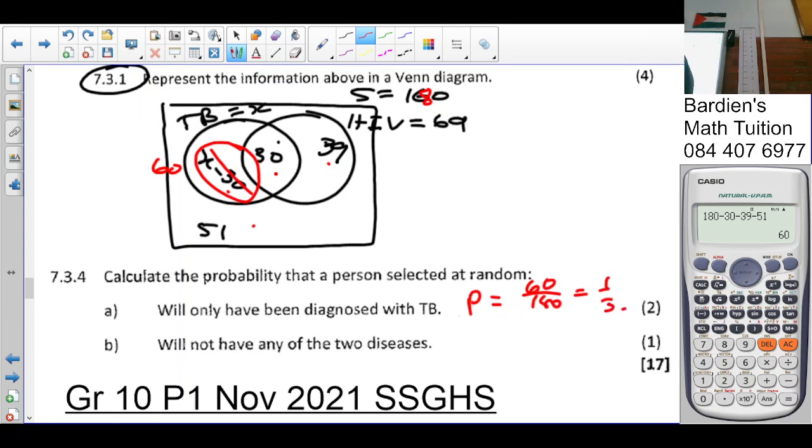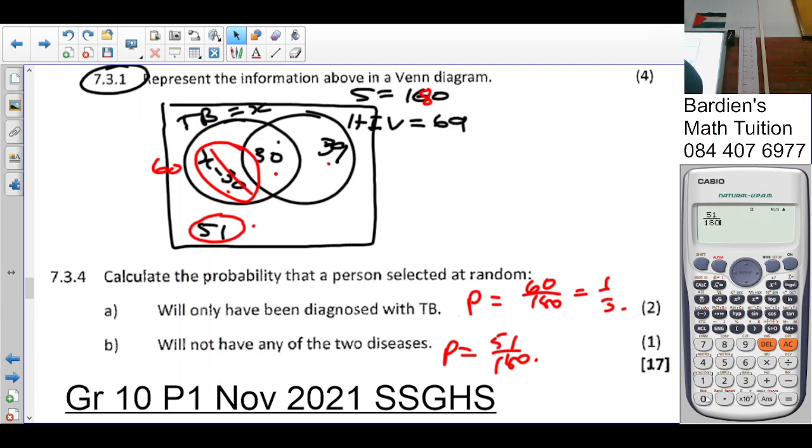Then it says will not have any of the two diseases. Not having any is going to be 51. The probability is going to be 51 over 180. I think 3 goes into both numbers there. 51 over 180 gives you 17 over 60. As I said, 3 can go into both those numbers. Okay?